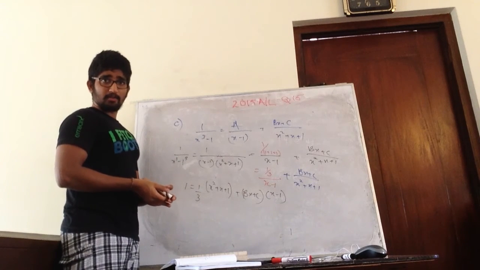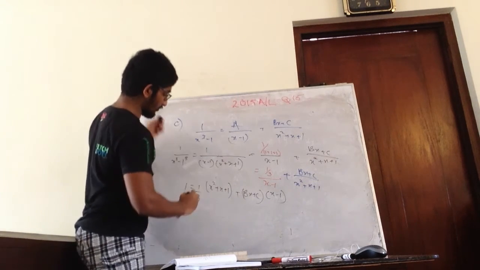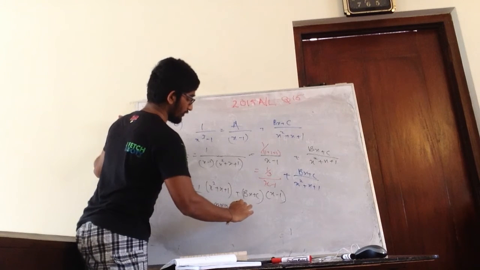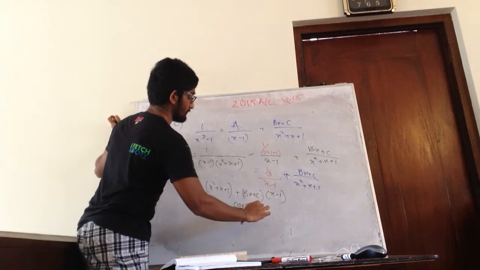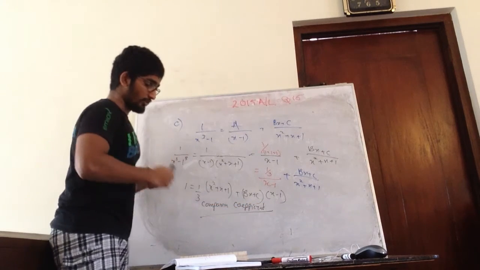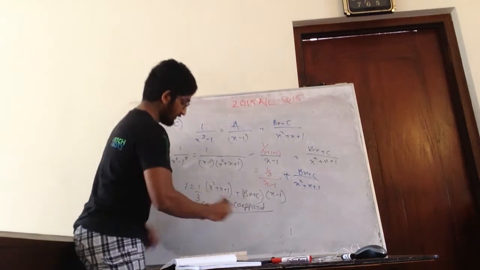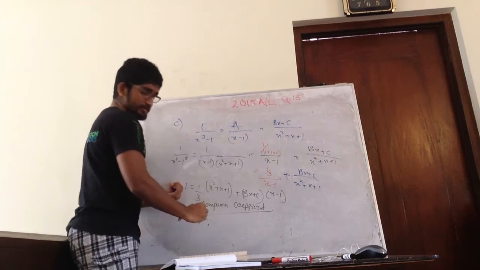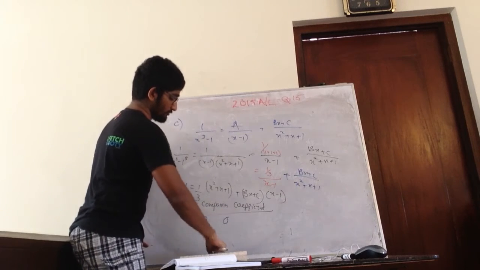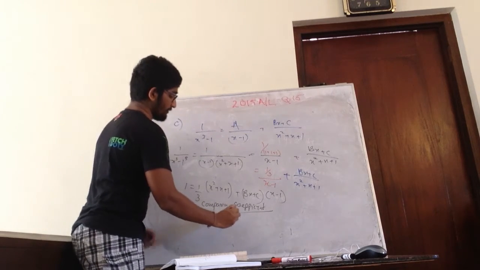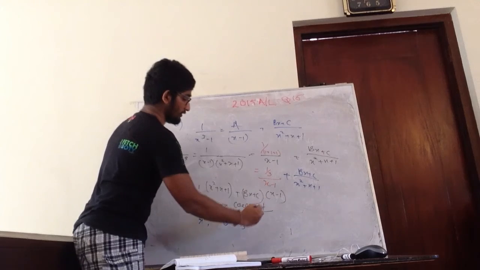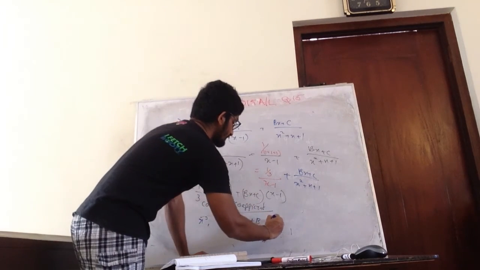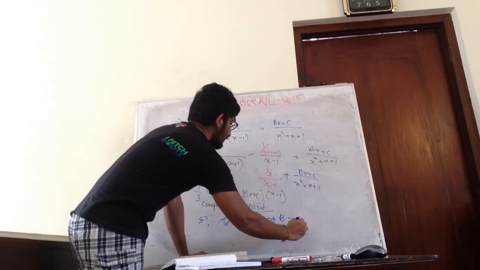Correct, no? Right, so then I am going to compare the coefficients. So comparing coefficients, the left hand side coefficient for x squared is 0, which will be equal to 1 over 3 plus b. Correct? So you will get b as 1 minus 1 over 3.